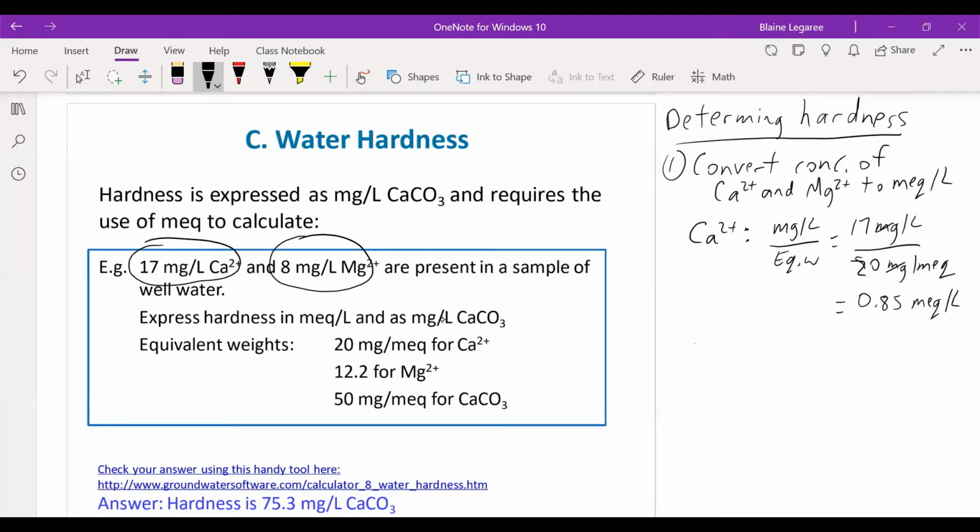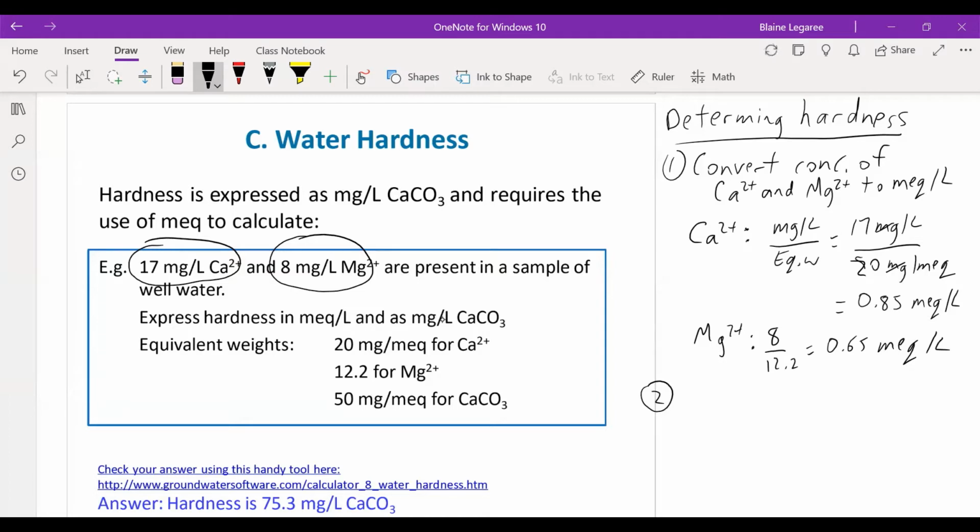So we'll do the magnesium. The magnesium is 8. I'm not going to write all the units this time. 8 divided by 12.2. In this case, I get 0.65 milliequivalent per liter.